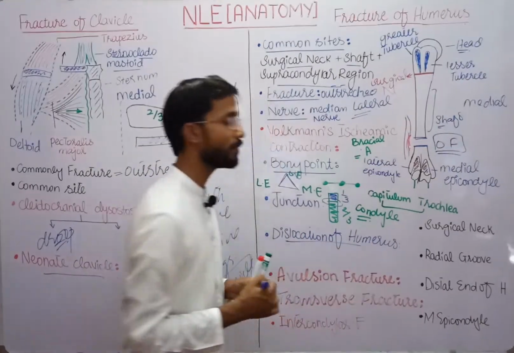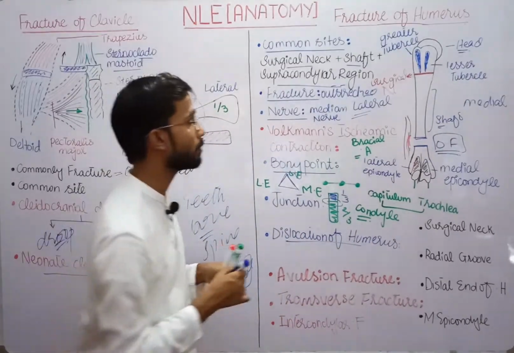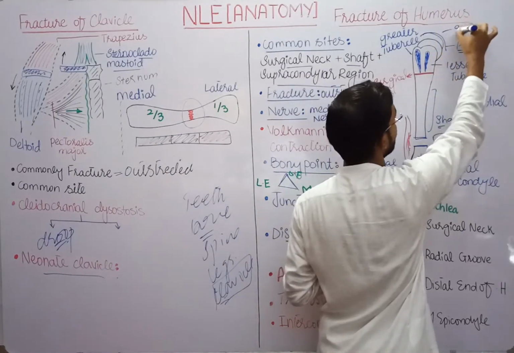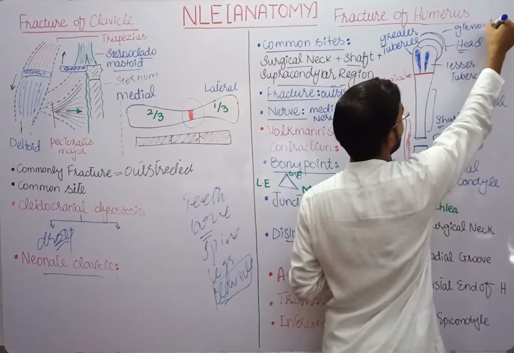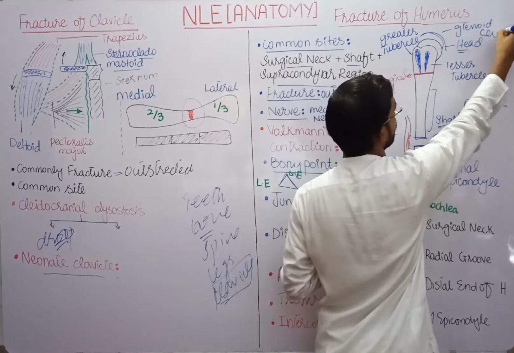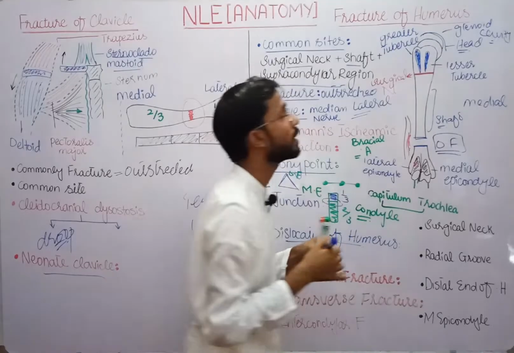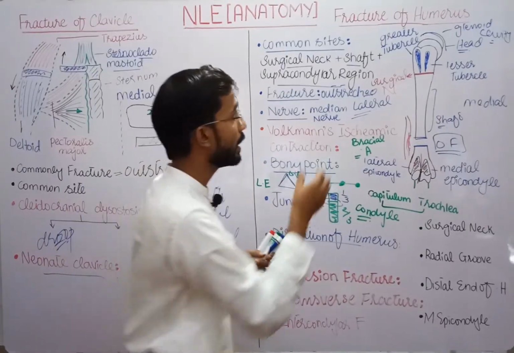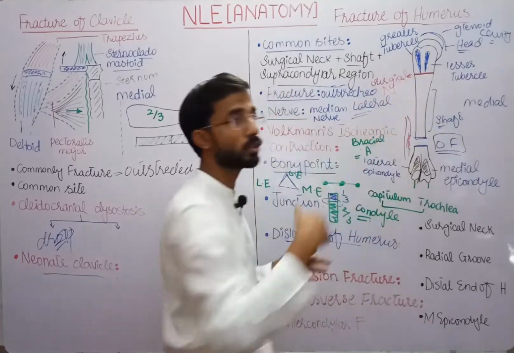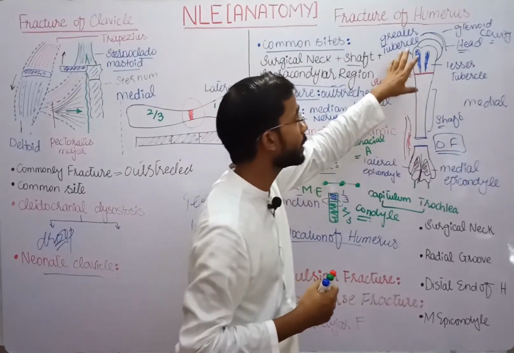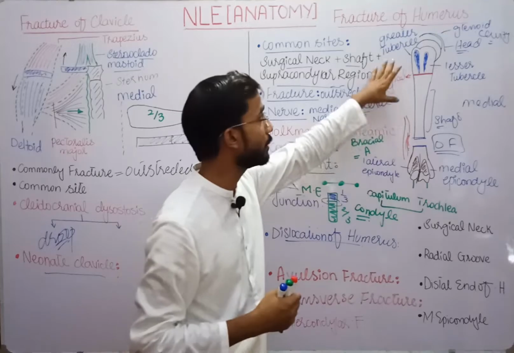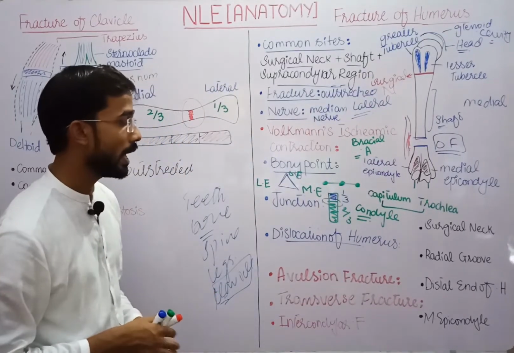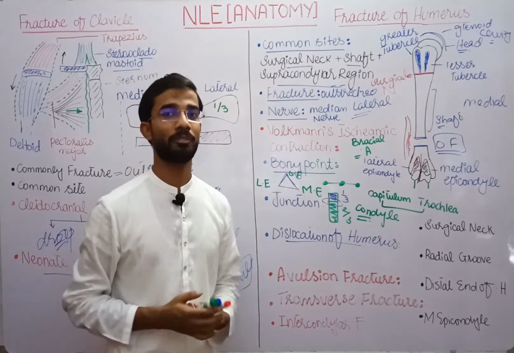Dislocation of the humerus. If the humerus dislocates, it is at the glenoid cavity, to which the humerus is fused, right? And when the humerus dislocates at the glenoid cavity, it mostly dislocates inferiorly, in a downward direction, right? Next we will see what types of fractures occur.